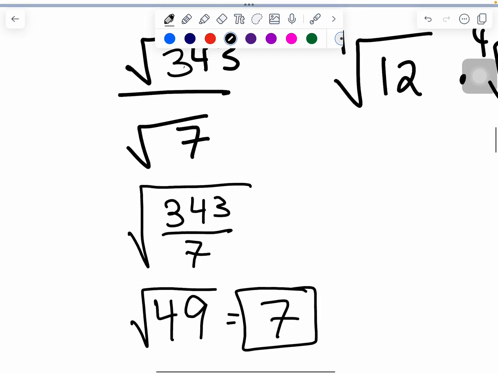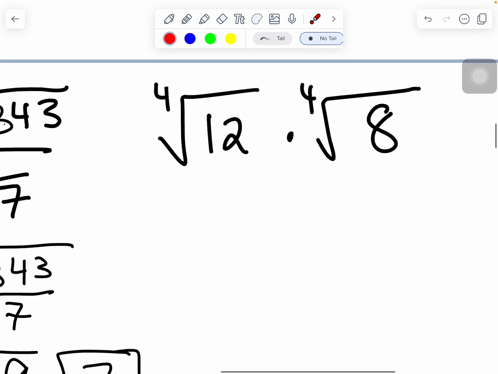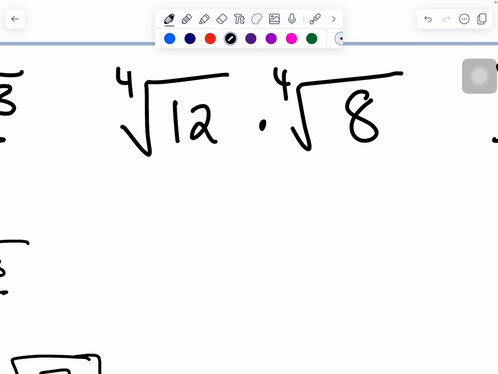So again, as long as I have the same type of root, I'm good to go. But if these two things were different, I would not be able to do this. So if I'm doing multiplication or division with roots, I hopefully have the same type of root. If I don't, we'll talk about that a little later. But if I do, yay, makes my life a little easier. So here, I'm going to put these two things under the same fourth root.